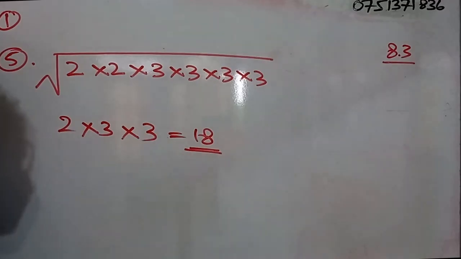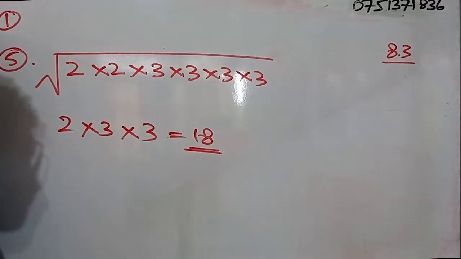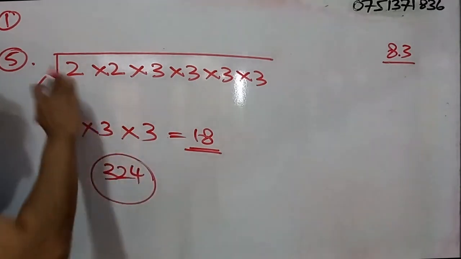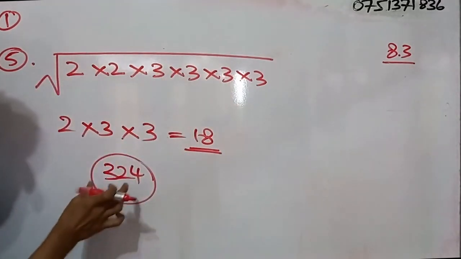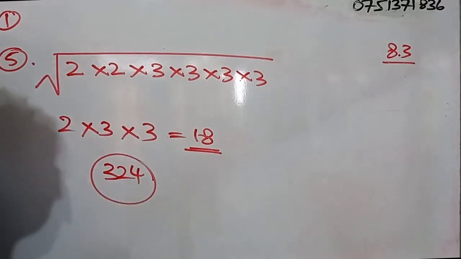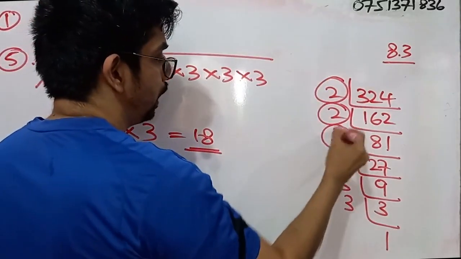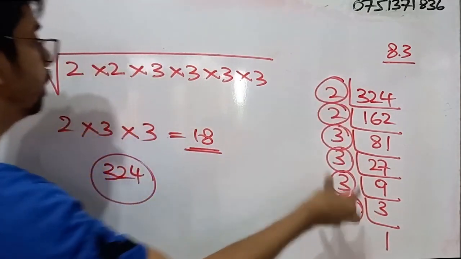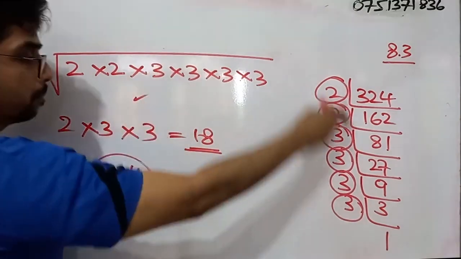6 times 3, that is 18. So if you take a look at this, 18 times 18 is what? 324. Now we will write 324 as a product of prime factors. So these are the sets of numbers which are present here.